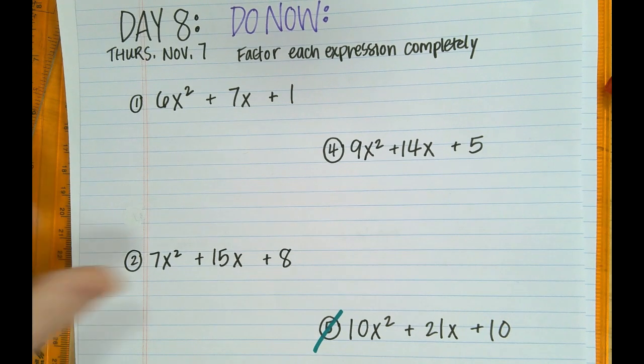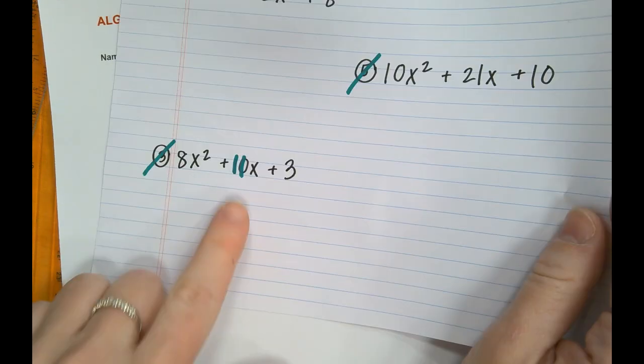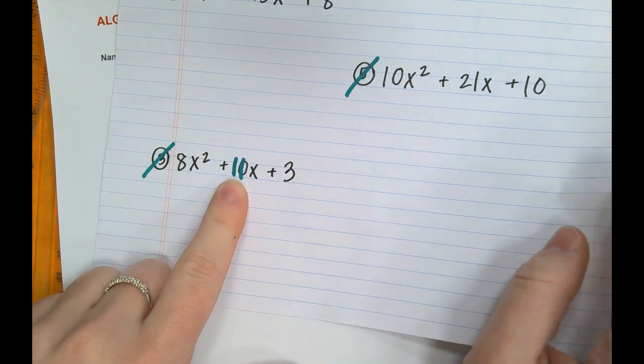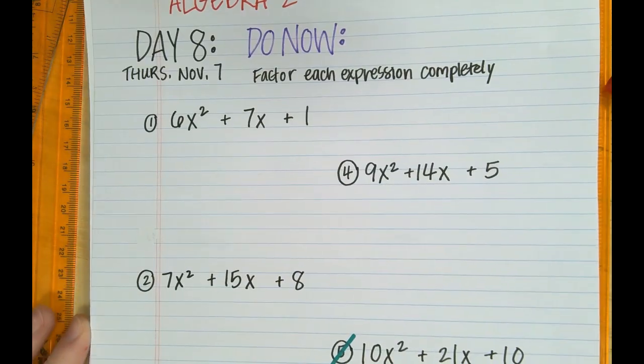We can do 3? Oh, yes. When we change this to 11x, you can do 3. You're right. So let's look at number 1.